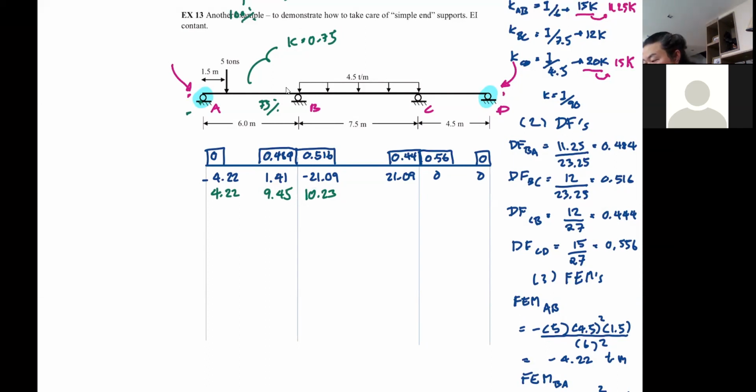So we move on to joint C. Now we have positive 21.09. That means we need the negative value, right? That's going to be minus 9.28. Here is minus 11.81. And that is 0, so I don't write it, okay? So now we are done the first cycle, okay?